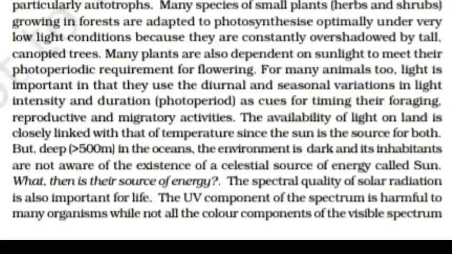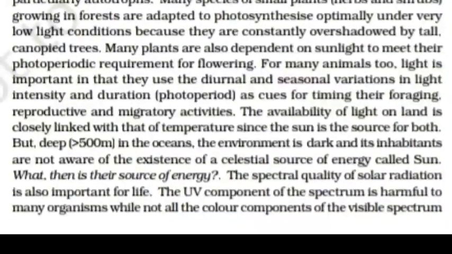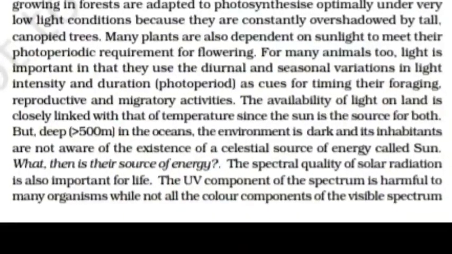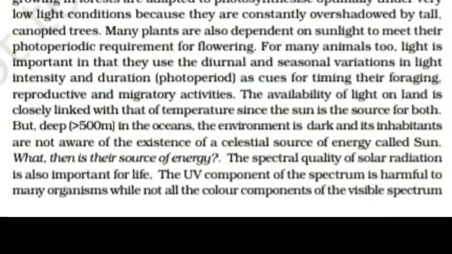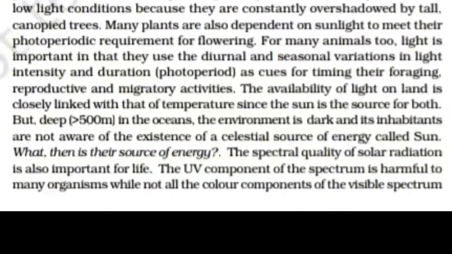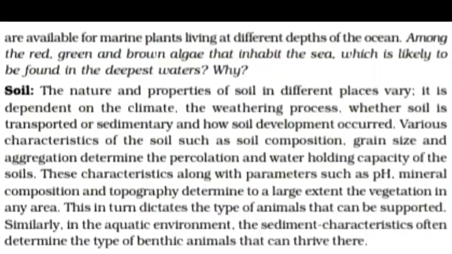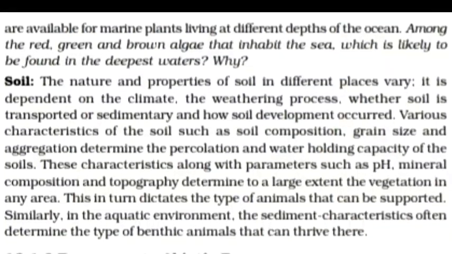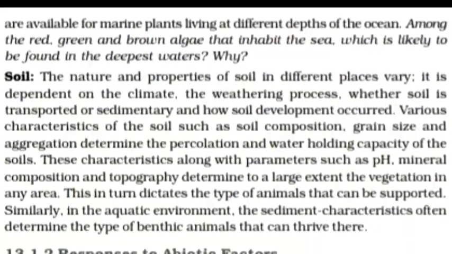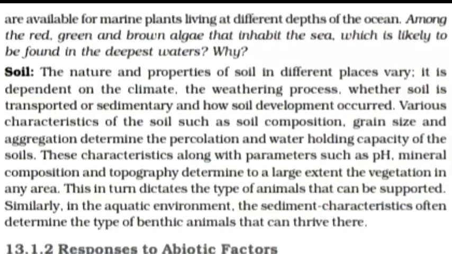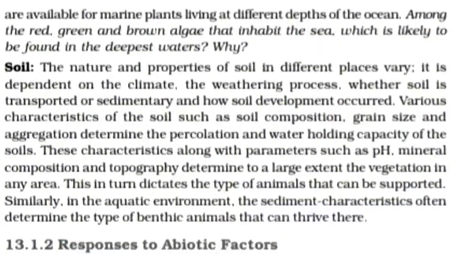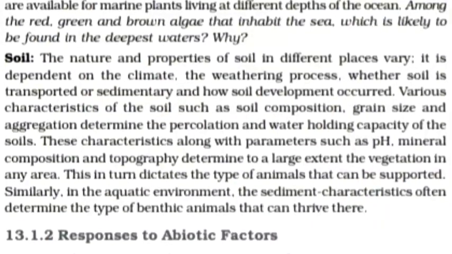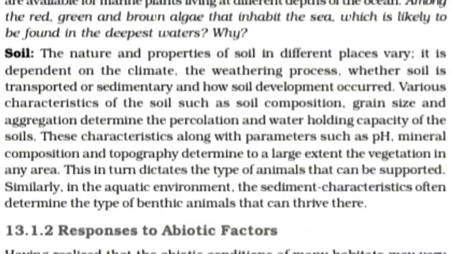The spectral quality of solar radiation is also important for life. The UV component of the spectrum is harmful to many organisms, while not all the color components of the visible spectrum are available for marine plants living at different depths of the ocean. Among the red, green and brown algae that inhabit the sea, which is likely to be found in the deepest water, and why? Soil. The nature and properties of soil in different places vary.